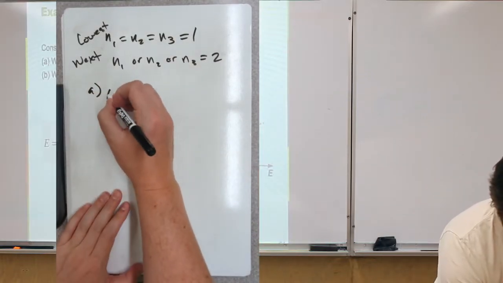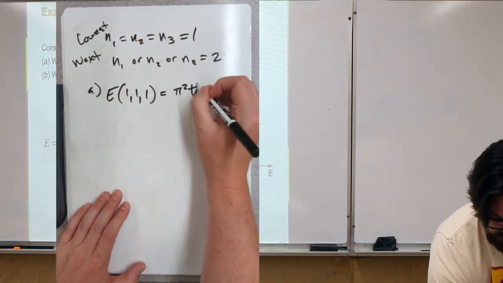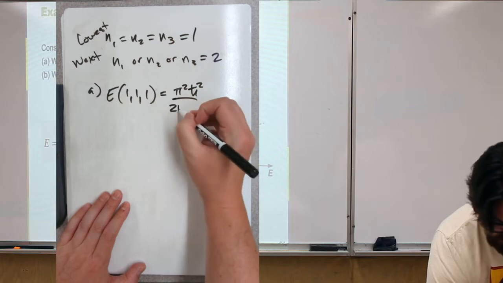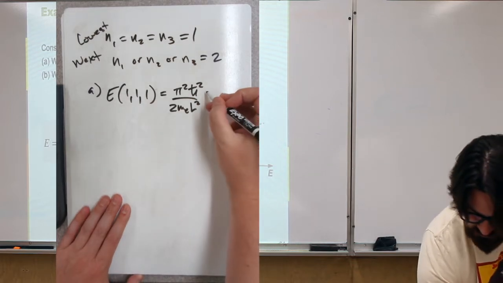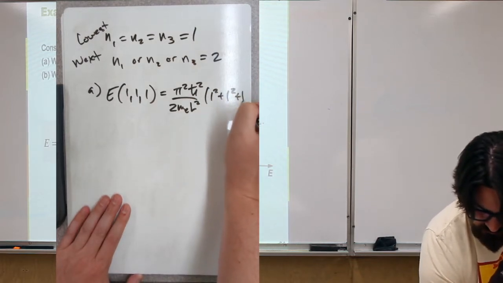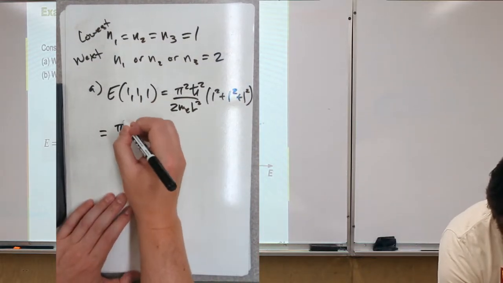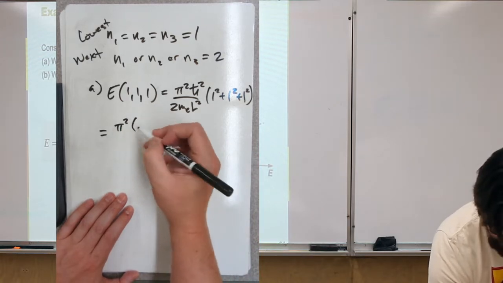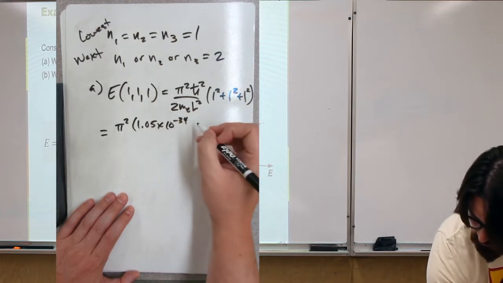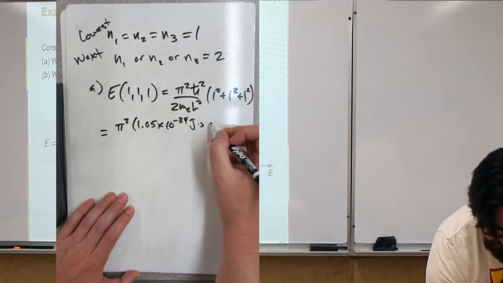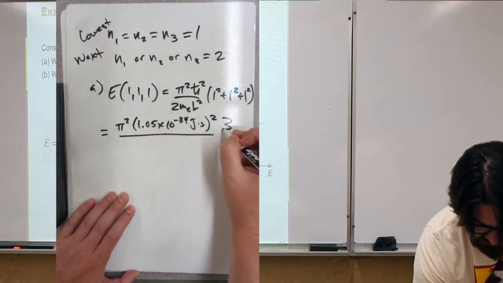Okay, so in A, what then is the energy when all these integers are 1? It's pi squared h bar squared over 2 times the mass of the electron times the length of the cube squared, times 1 squared plus 1 squared plus 1 squared. All of our integers are 1. Let's see. Turns out h bar is 1.05 times 10 to the minus 34 joule seconds, squared. And 1 squared plus 1 squared plus 1 squared is just 3.